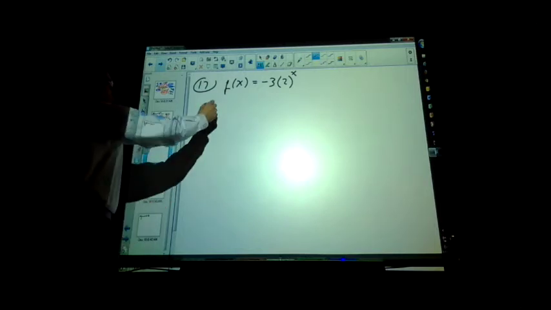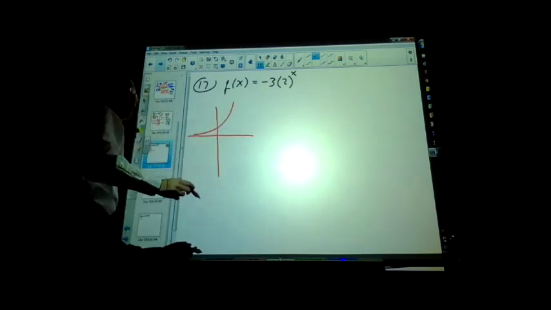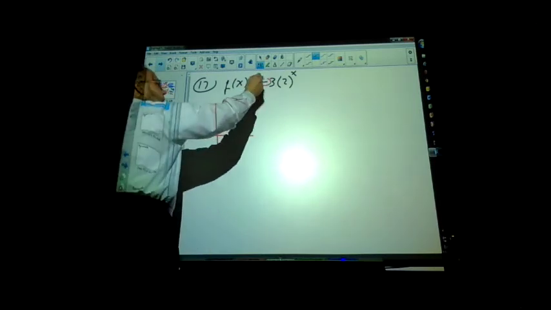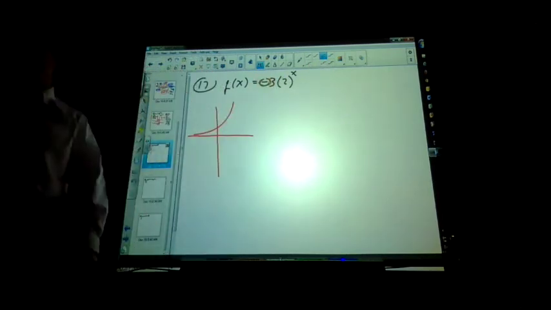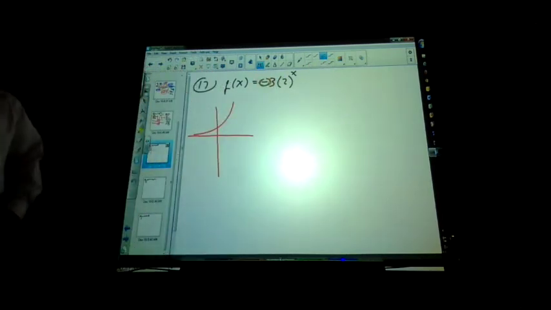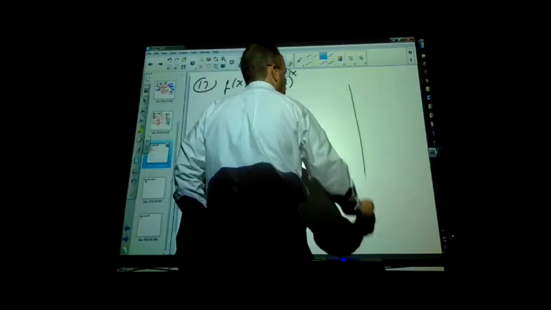Okay, so if it truly was growth, it's probably going to do this. What is this negative going to do to our graph? Flip it where? Is it flipping it over the x-axis? Is it flipping over the y-axis? What's it doing? Okay. Let's make a t-table and verify. I think you're right. We'll make a t-table, make sure we're good.